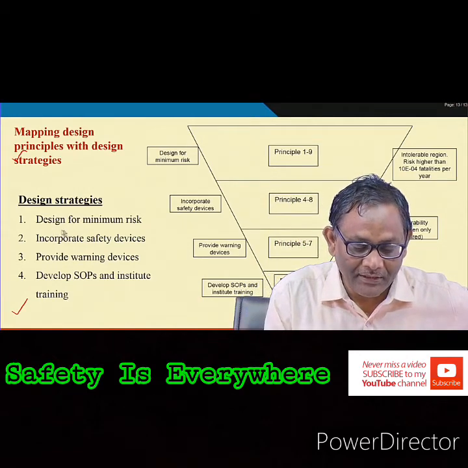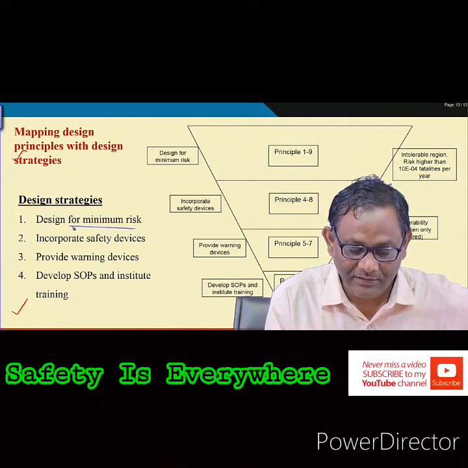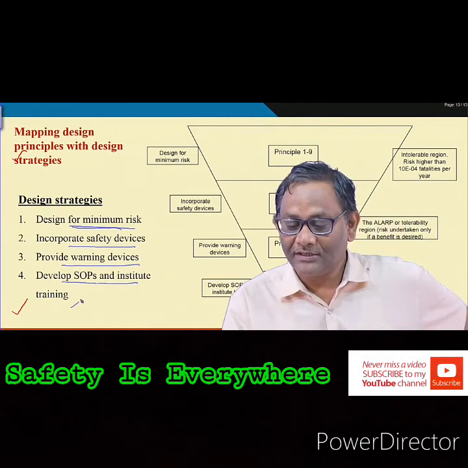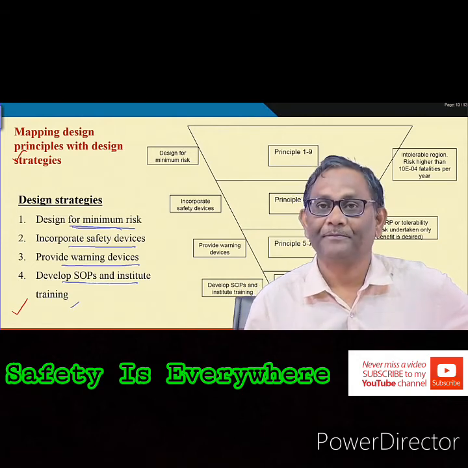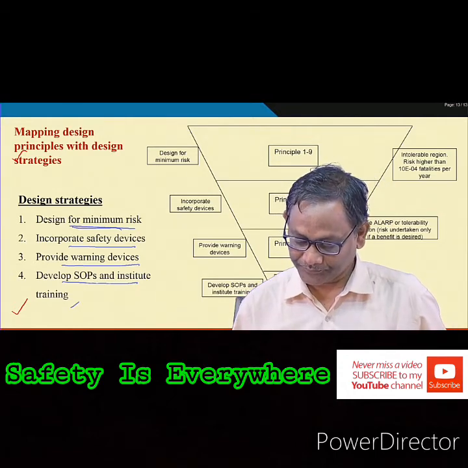There will be different strategies designed for minimum risk: incorporate safety devices, provide warning devices, SOP, institute training. These 9 principles we have mapped here. So, depending on your strategy, you will use certain principles. What is to be done is clearly written, so pause the video, first note this down, then understand and use it.